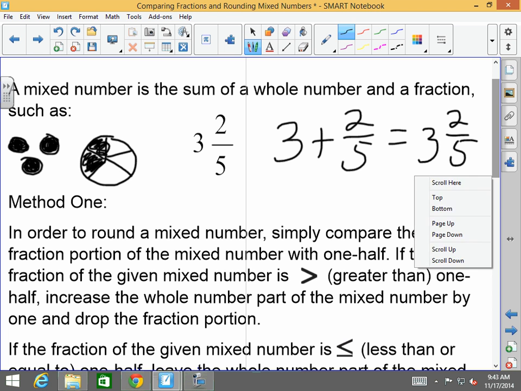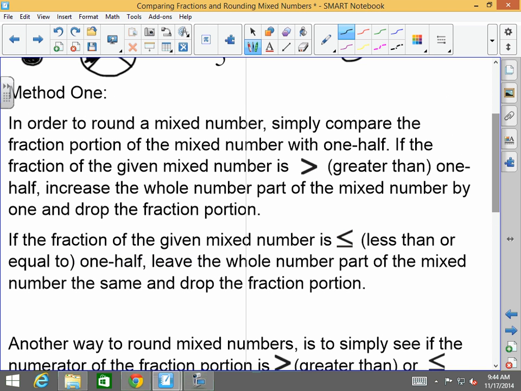If the fraction part of the given mixed number is less than or equal to 1/2, actually, that's wrong. I'm sorry, that is wrong. If it's greater than or equal to, you increase. If it's less than 1/2, no equal to. That is my fault, and I apologize sincerely. So let's do this again.